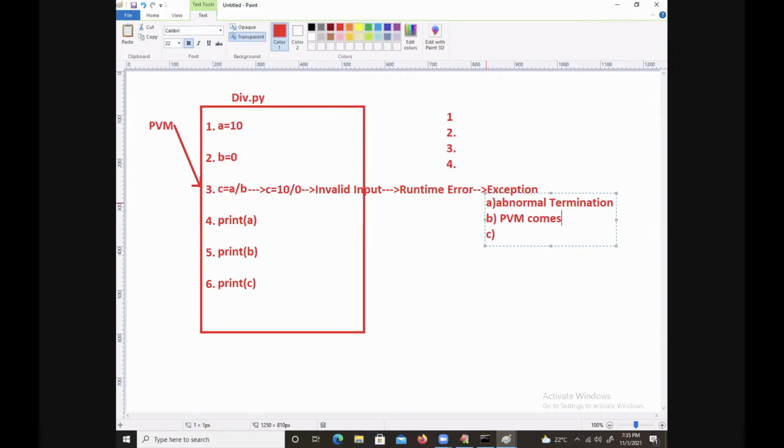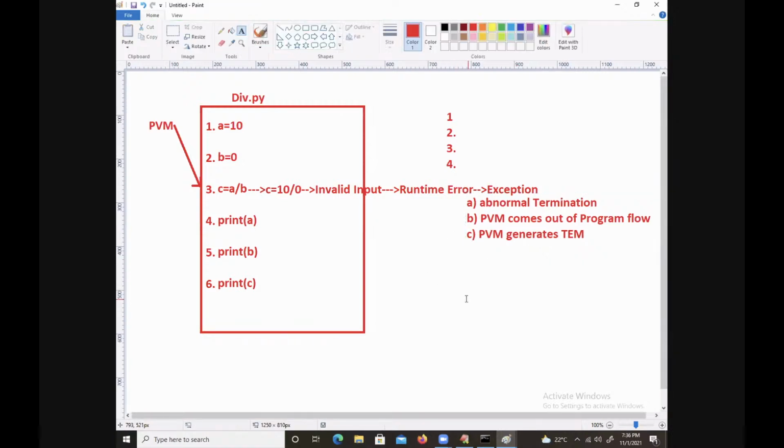PVM comes out of what? Program flow. Okay, PVM comes out of program flow, and the next is giving you what by default? PVM generates which messages? Technical error messages by default. Is it recommended? No, sir. Now we need to go for what?